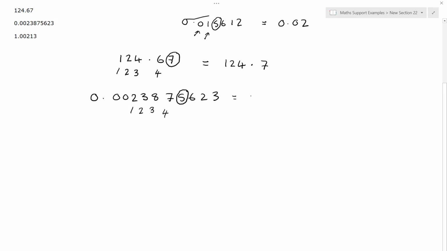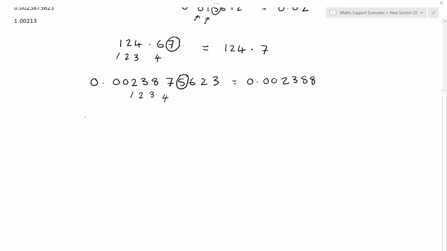So I can write this as 0.00238, and the 7 goes up by 1, so we get 8. So we get 0.002388.